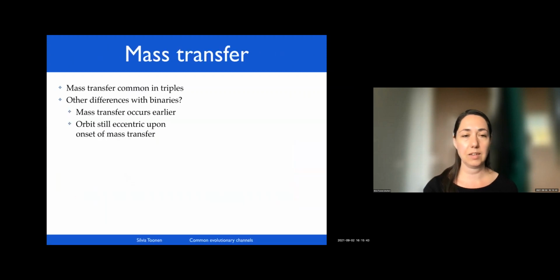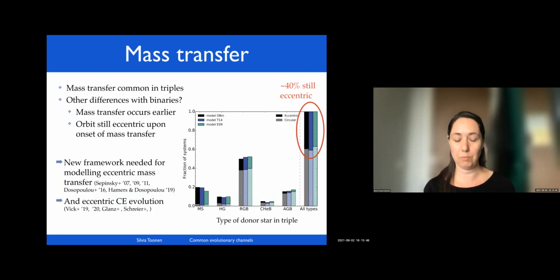The last aspect I want to say before I stop is that, so we find that this mass transfer is very common in triples, more common than in binaries, but we also find that when the mass transfer starts, the orbit is very often still significantly eccentric, right?